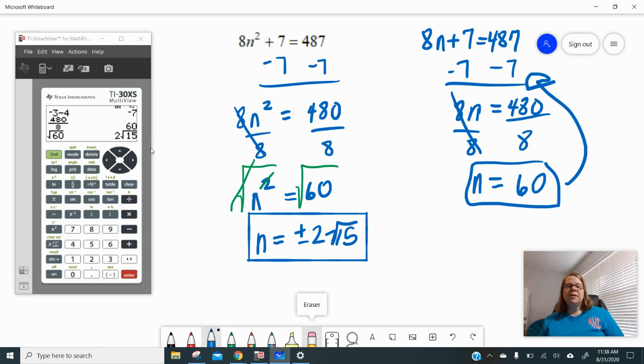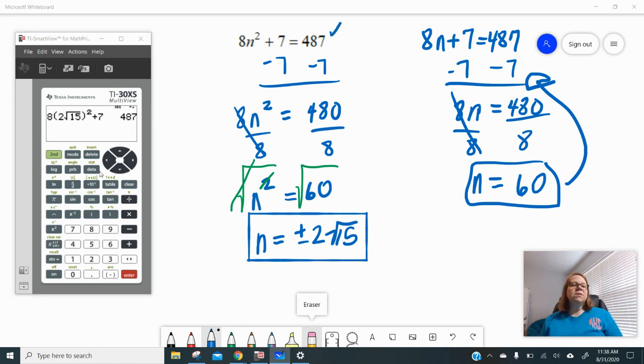2 square root of 15 plugged in here will give me 487, and negative 2 square root of 15 plugged in here will give it to me. So let me show you that. Since you did stick around, I'll go ahead and plug that in for you. So 2 square root of 15. I'm just plugging in where I see n, I put parentheses. And now I've got to get out from under that radical and close the parentheses. And then it says squared. So I hit the x squared button and then plus 7 and hit enter. And I get 487. Yay!